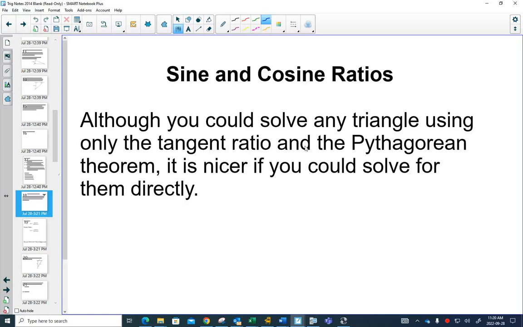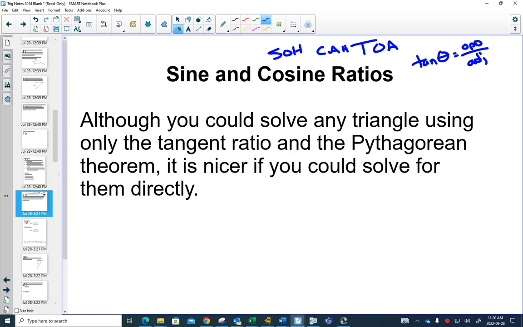Two lessons ago, we learned about tangent, and we learned that the ratio for tangent, TOA, was that tan of any angle is the opposite side divided by the adjacent side. Today, we're going to find out about SO and CA. And together we make this fancy word SOHCAHTOA to help us remember all of the ratios.